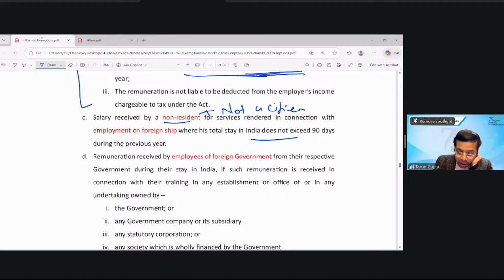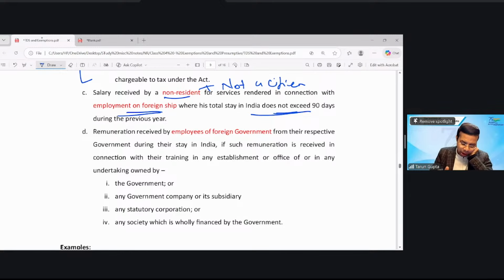Then, you're rendering service on a foreign ship. You are employed by a foreign ship. Then it might happen that the foreign ship stays in territorial water in India and therefore you stay in India. In such a case, the remuneration which you derive shall not be taxable if your stay in India does not exceed 90 days, the similar period which was referred to above.